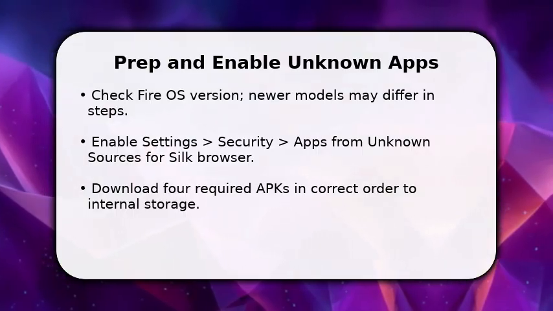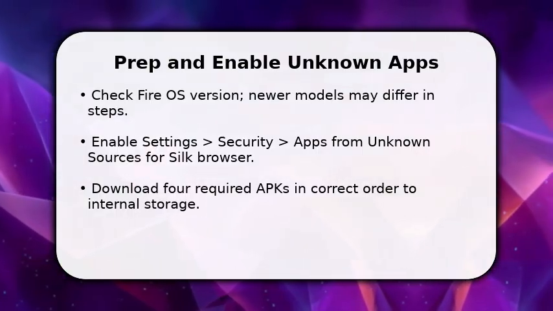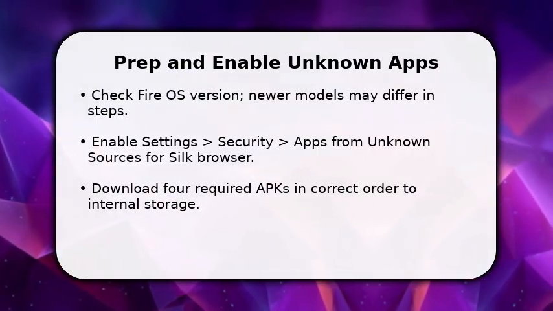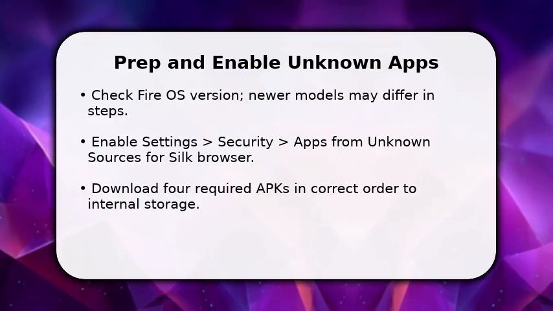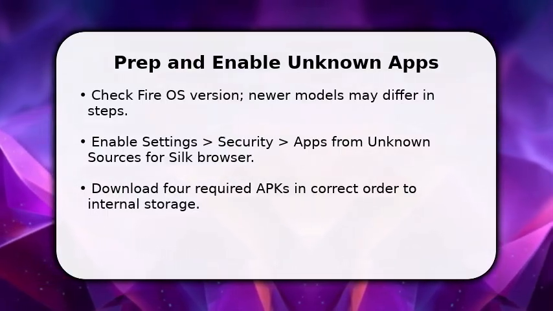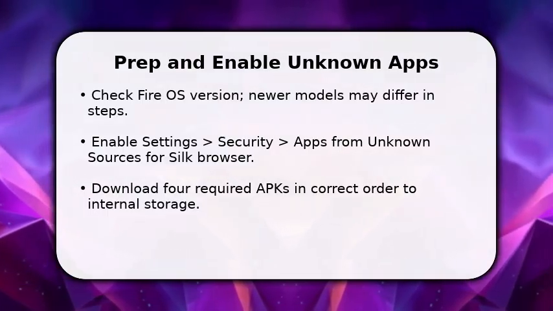Next, use Silk to download 4 specific Google APKs in the correct order. This order matters because each package provides components the next needs. Make sure you download to internal storage rather than an SD card to avoid permission issues later.